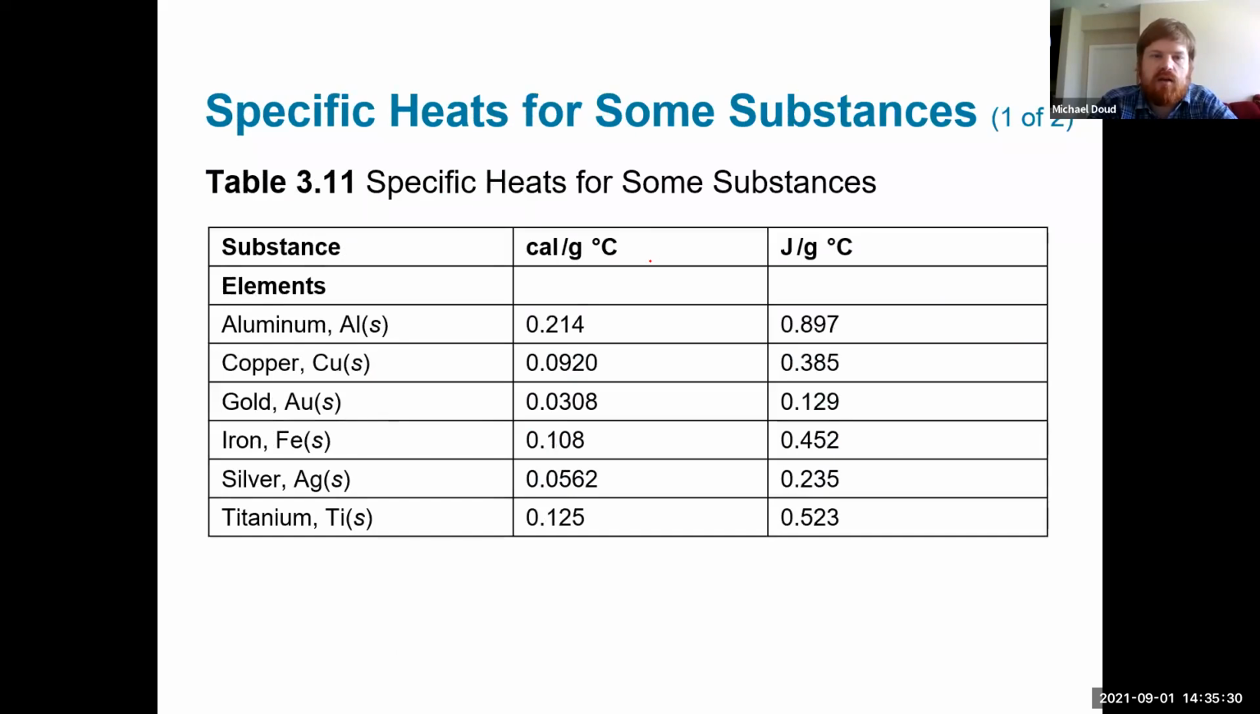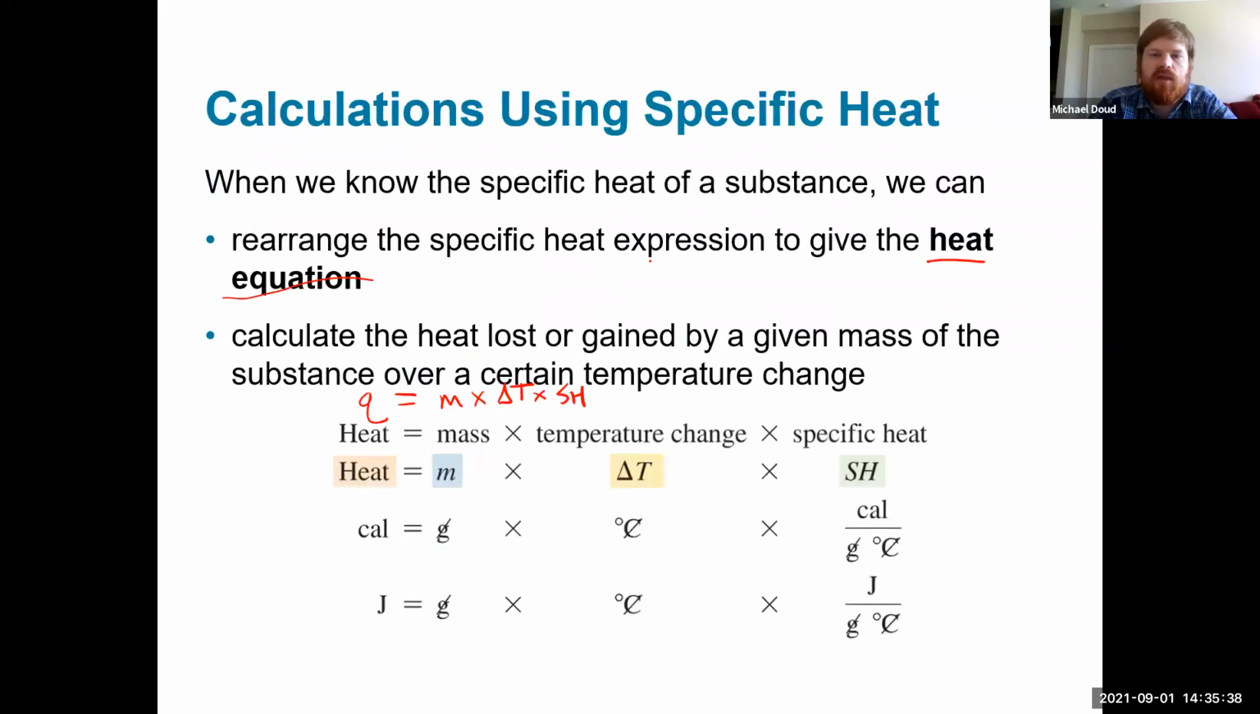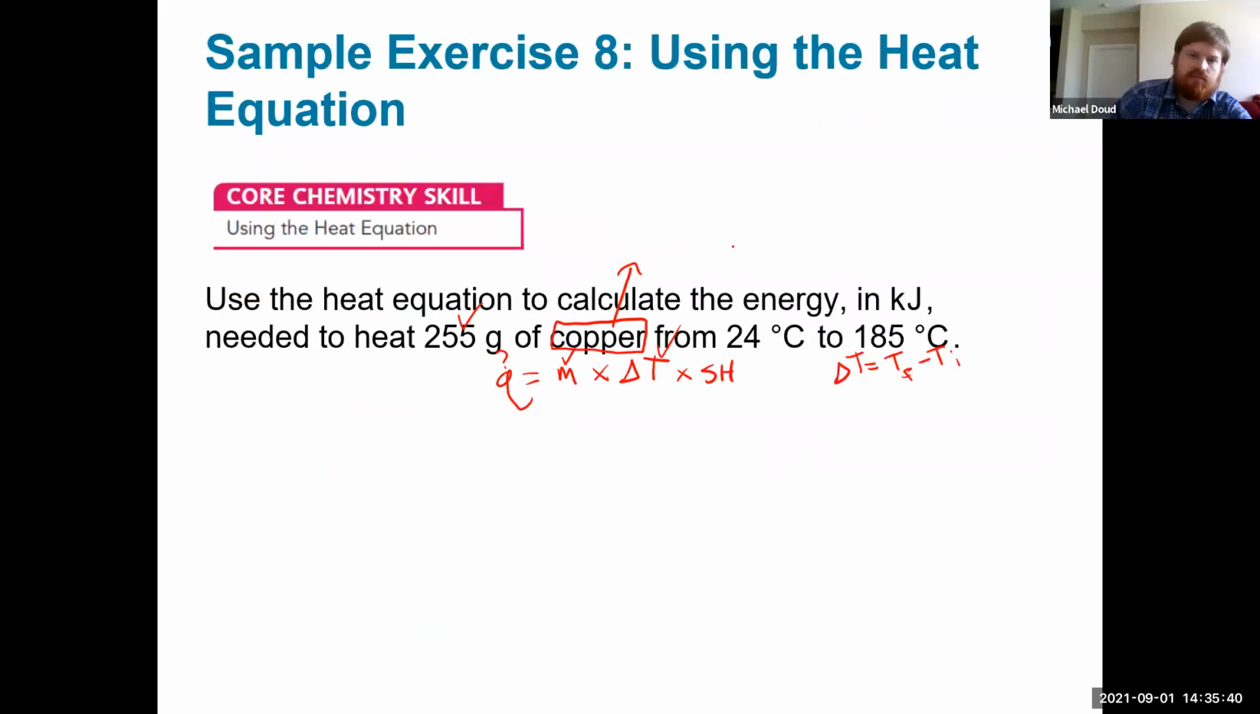I know it was back here. Oh, yeah, there it is. Okay. We're going to do this in joules. So 0.385 joules per gram degree Celsius. Can you remember that? 0.385 joules per gram degree Celsius. Okay, so that now covers the three things that we need, and now we can calculate the heat.